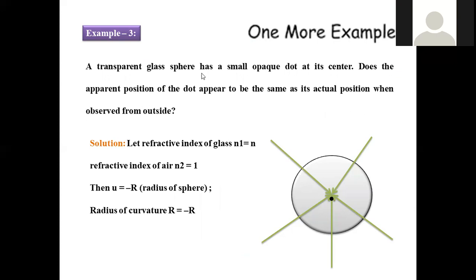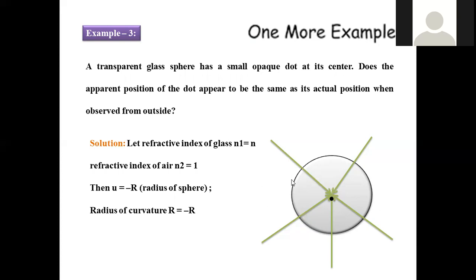A transparent glass sphere has a small opaque dot at its center. Does the apparent position of the dot appear to be the same as the actual position when observed from the outside? We are taking the glass sphere here. A circle was taken, that is the glass one, and it is highly transparent in nature. At the exact center, you pointed one dot. So does the apparent position of the dot appear to be the same as the actual position when you are observing from the outside? If you are seeing inside, that is exactly at the center.